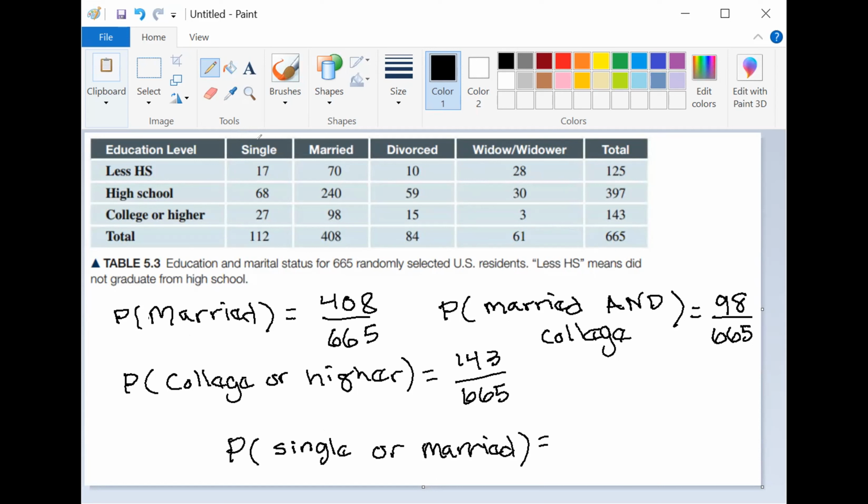So what we want to look at, so single, we have 112 people are single. And then married, we have 408. And then there's 665 total. And so if you add those up, we get 520 over 665. Okay, yeah, and then the second one I did was married or college. All right. There's a method here.